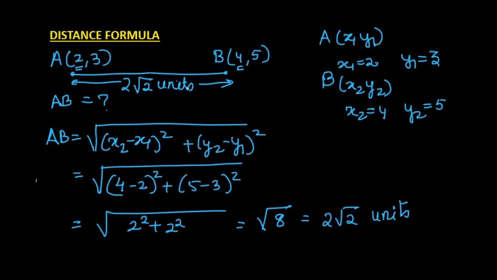Okay, so by the distance formula we can find the distance between any two points. If we are trying to find the distance of a point from the origin, then one of the coordinates will be 0, 0 and the other will be the coordinates of the point whose distance you want to figure out. I hope this much is clear to everyone.